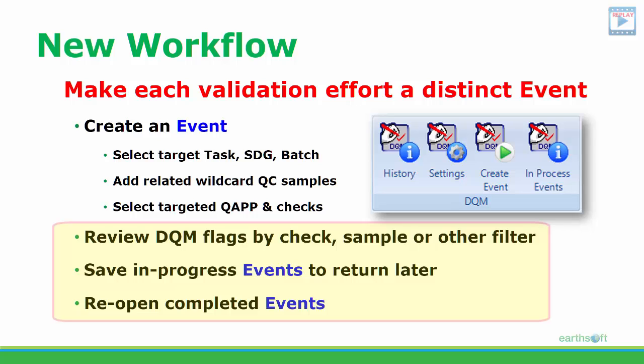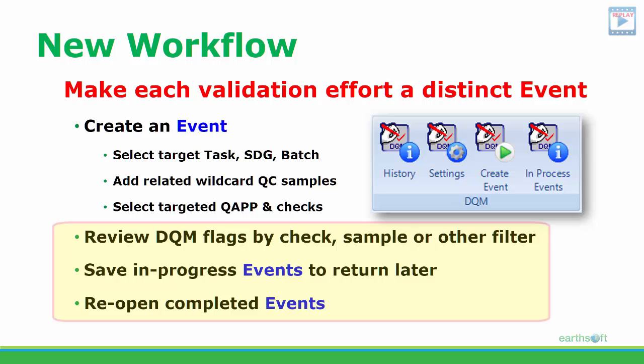And then once you've made all of those selections to your preferences, you create your event and save it as an in-process event. And from that in-process event, you can review the DQM flags either by the checks that you've selected, by individual samples, or some additional filters that are available. And then, of course, you can save those in-progress events to return later, because we recognize that some of the bigger validation efforts can take several days, and it's good to be able to put a pin in it and then come back later.